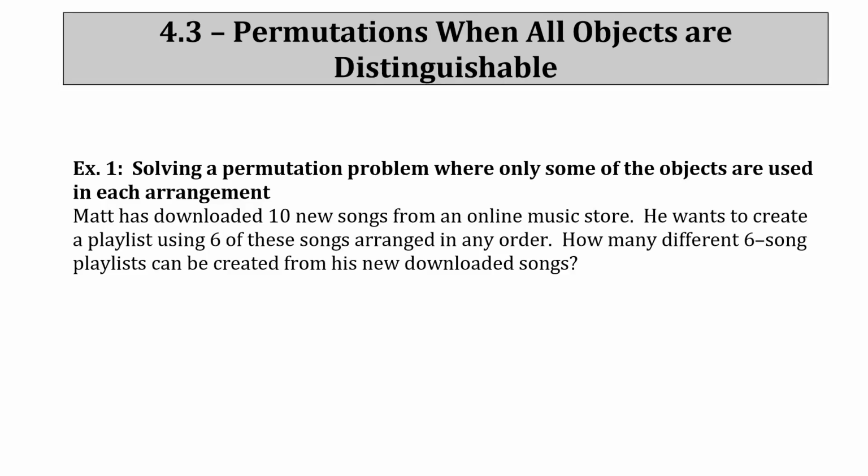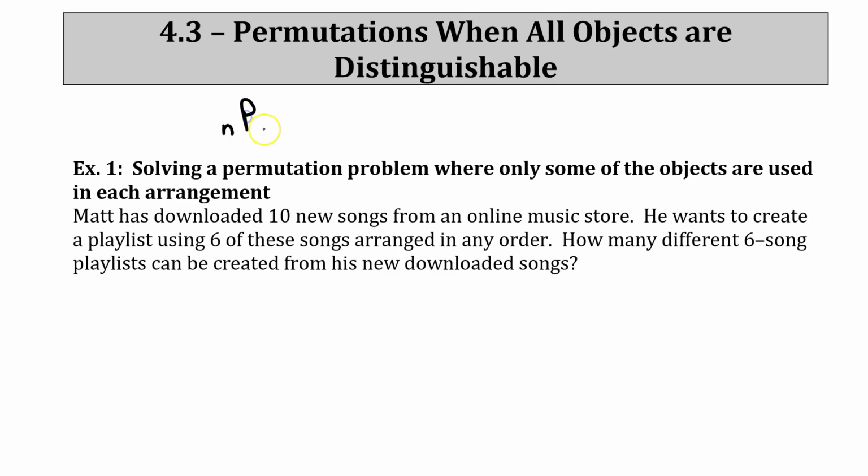4.3 Permutations when all objects are distinguishable. Yesterday what we did is we talked about the beginnings of factorial notation and the beginnings of permutations. Today we're going to go a little bit deeper into the permutations, and I want you to take down this formula because it's real important.